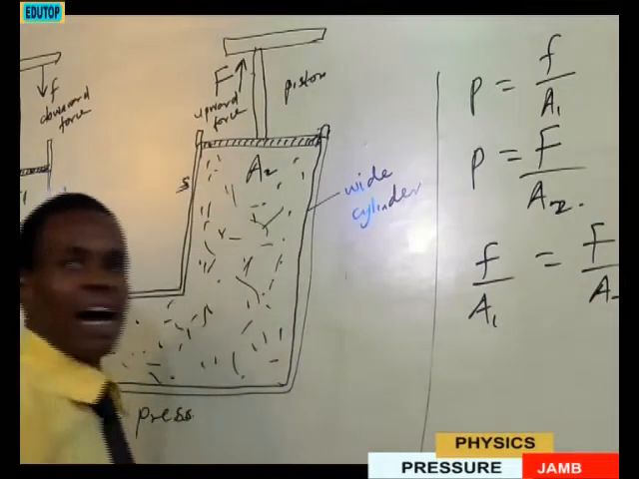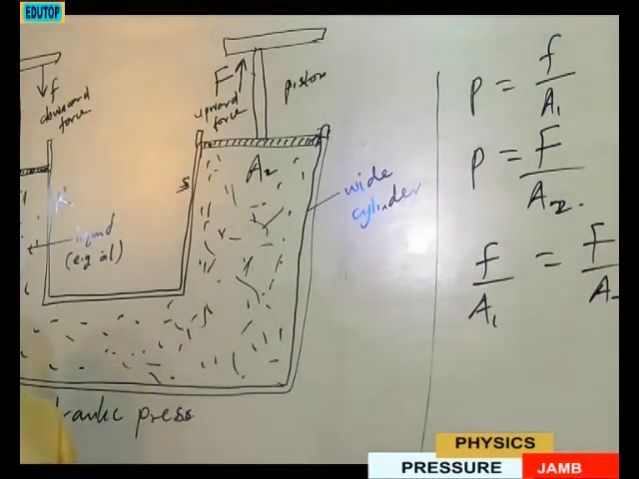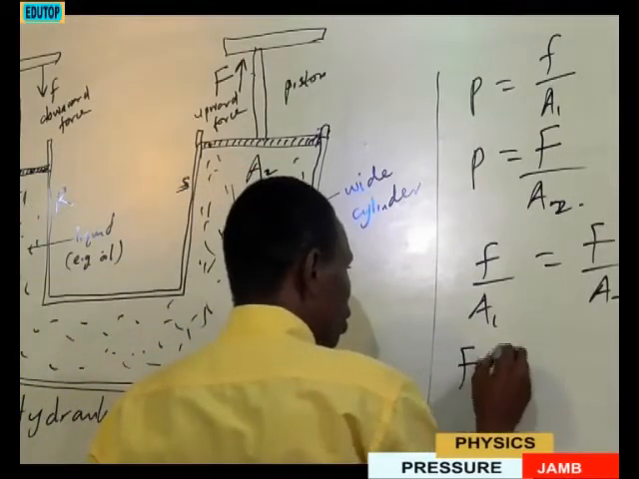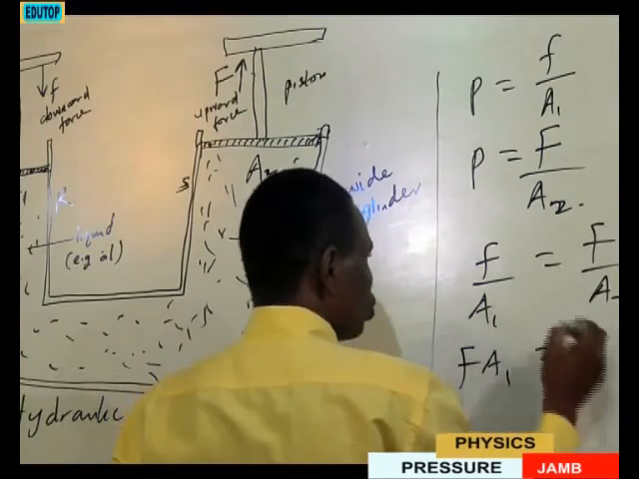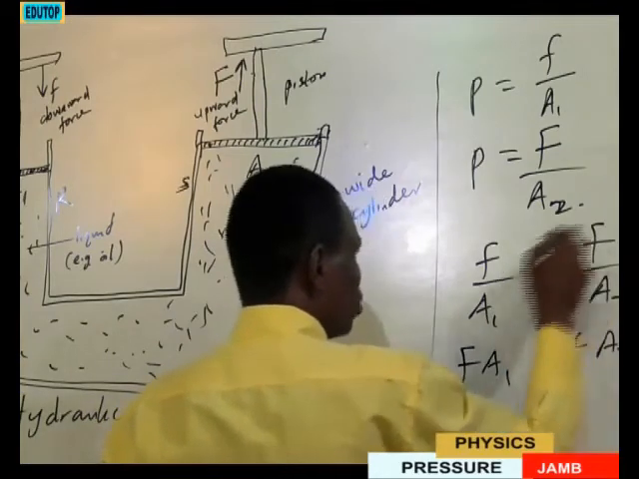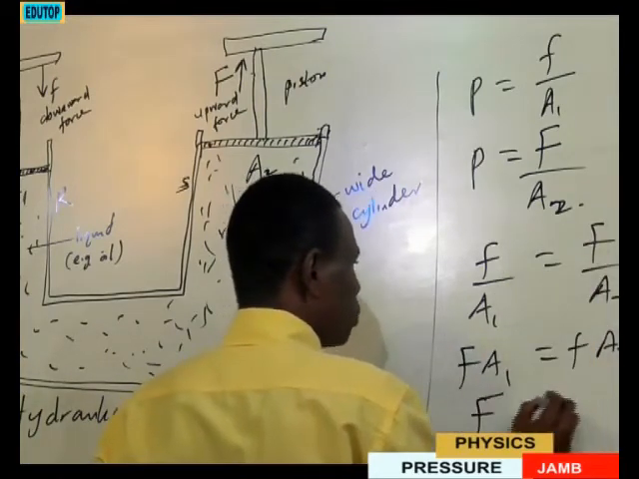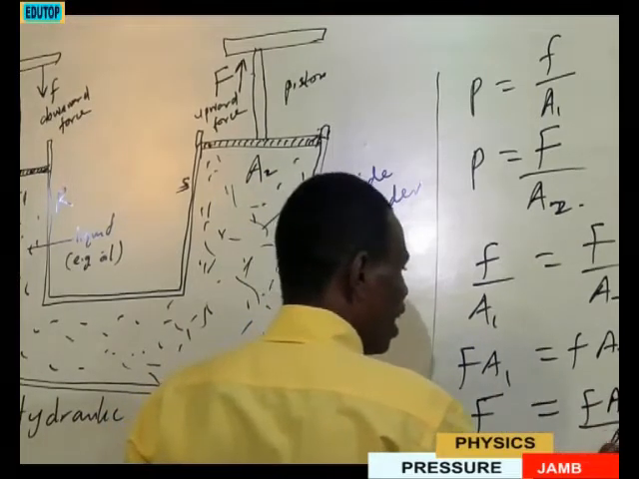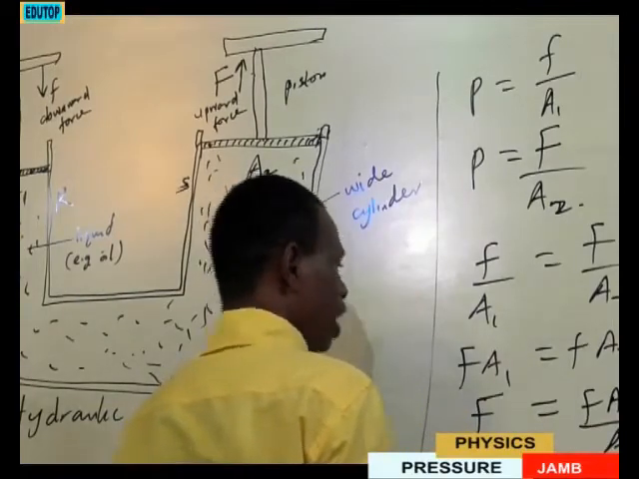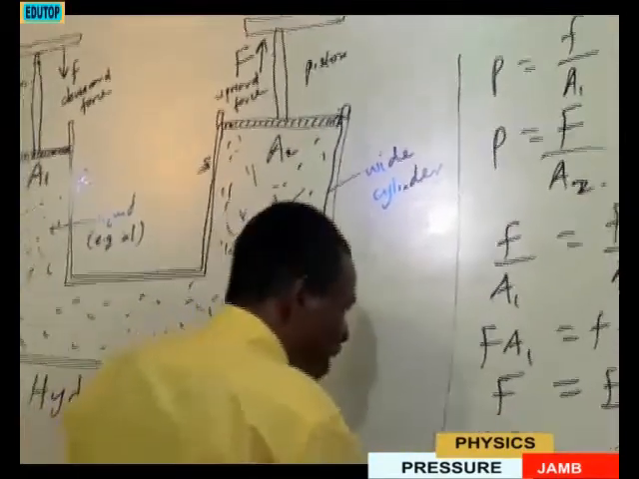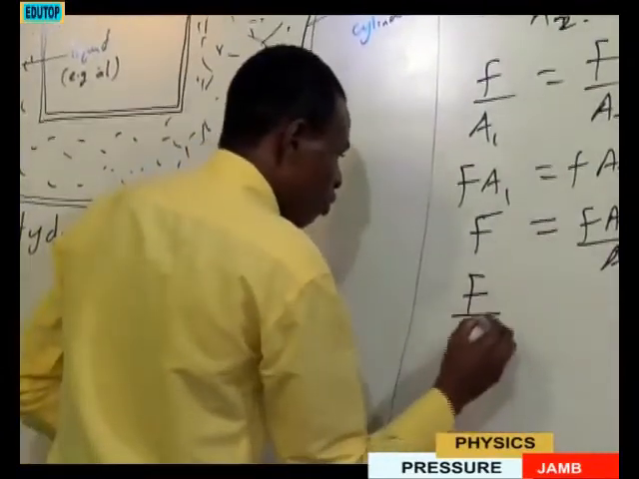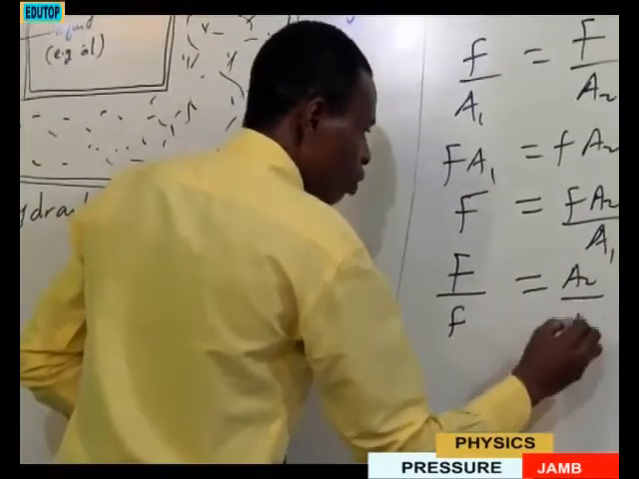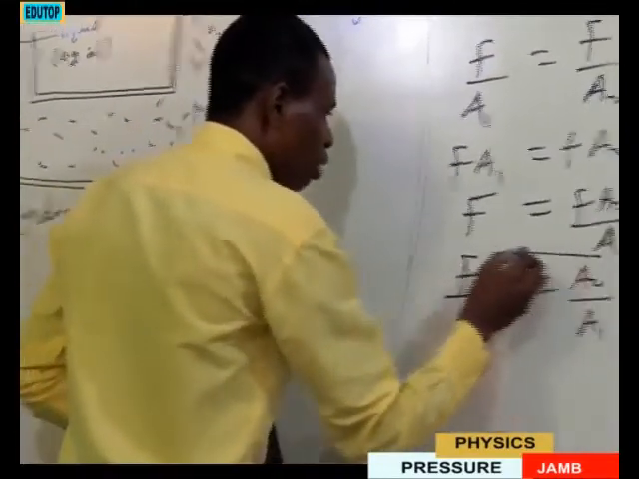Let's make F the subject of the formula. f times A2 is equal to F times A1. So capital F will now be equal to f A2 over A1. Then finally, F over small f will be equal to A2 over A1. And that's where we are going.